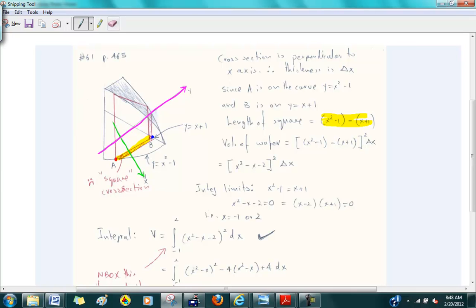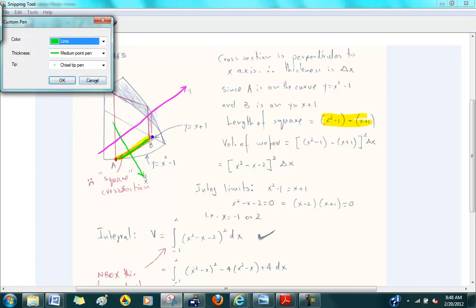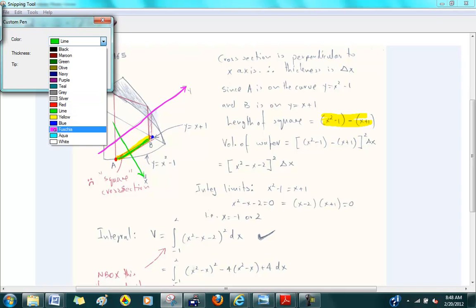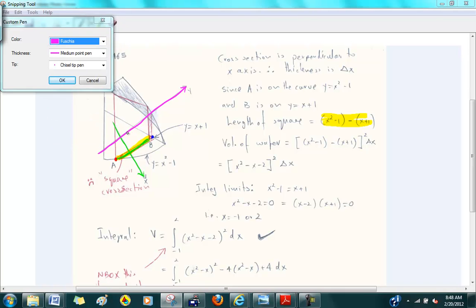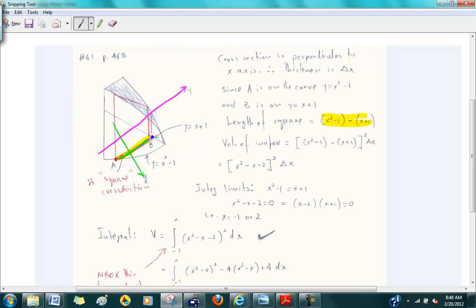Okay, so since this distance here is along the y-axis, I should have used a different color, shouldn't I? Let's go customize my fuchsia back. So this color here is the side of my square, and as you can see, it is along the y direction, so it's going to be the difference of the y coordinates on the two points. So the y coordinate on point B is x plus 1, the y coordinate on point A is x squared minus 1, and so that's the length of the square.